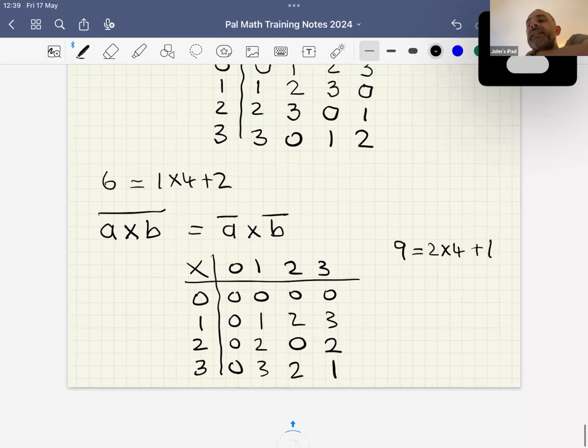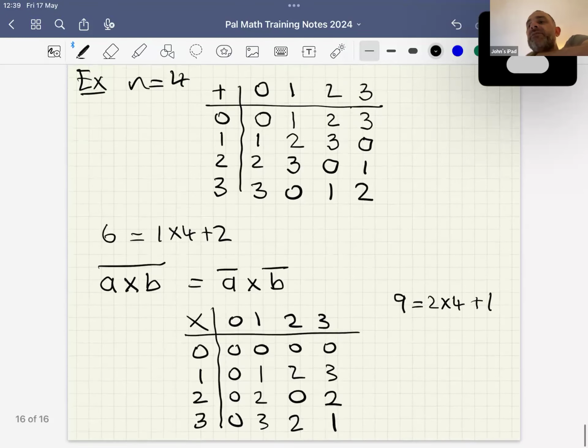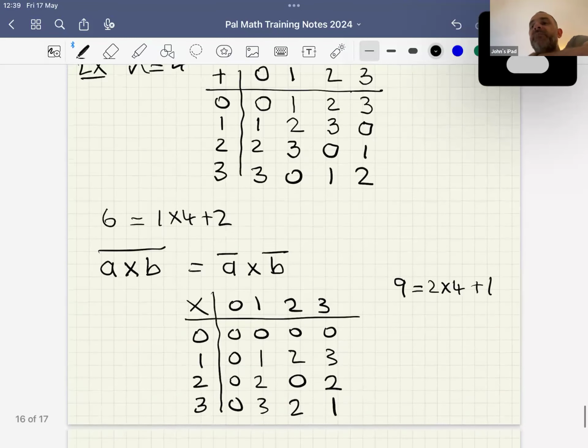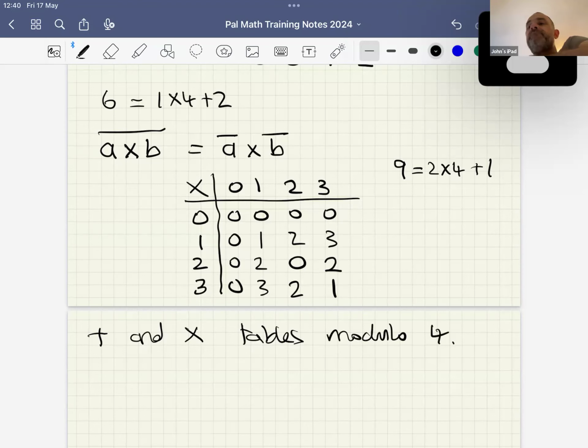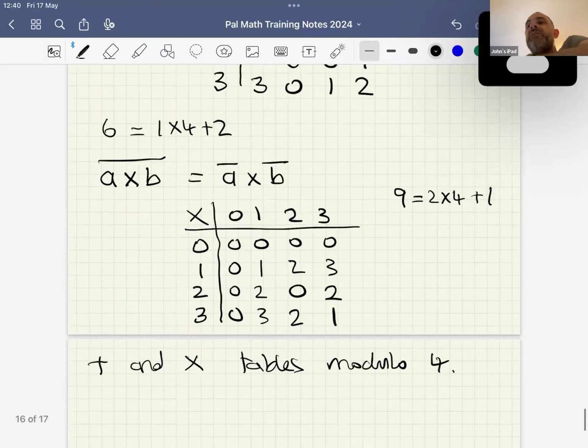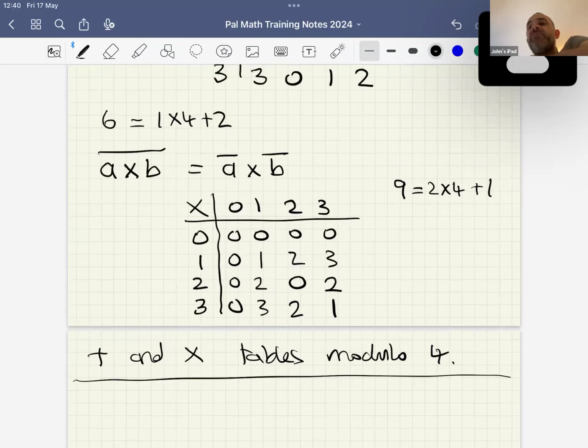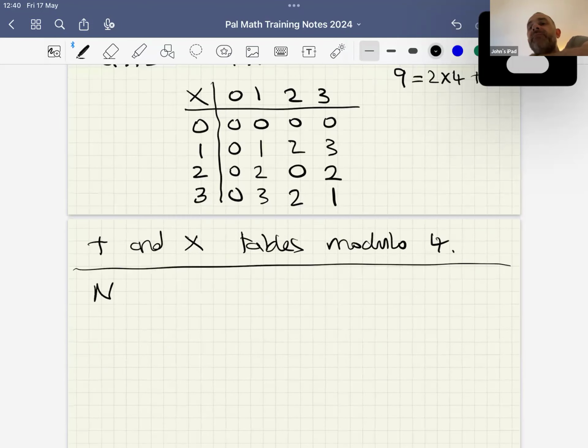Okay, so these are called the multiplication tables, the addition and multiplication tables modulo 4 in this case. Okay, so what has this got to do with our original problem? So now consider 5 to the gamma minus 1. Can anyone see where this is going?